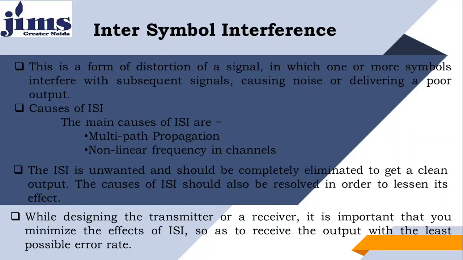That is all we want. We have to minimize this ISI effect so that we can minimize the error at the receiver. So the cause of ISI should also be resolved in order to lessen its effect. While designing the transmitter or receiver, it is important that you minimize the effect of ISI so as to receive the output with the least possible error rate. It means the receiver declares 1 and 0 in the right way. And this is only possible when you eliminate or minimize the effect of ISI, inter-symbol interference.